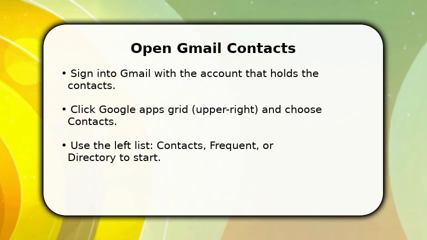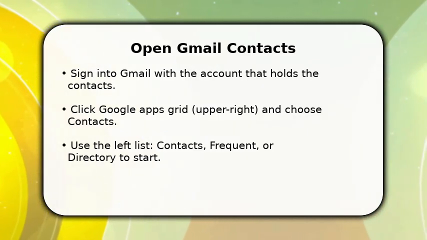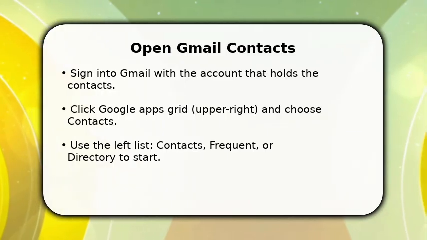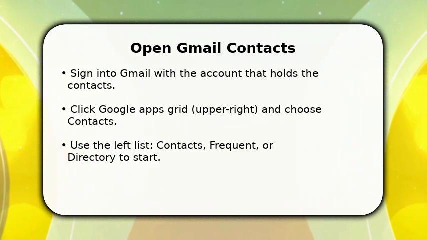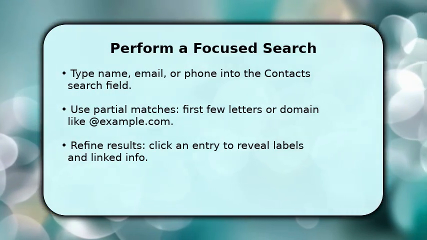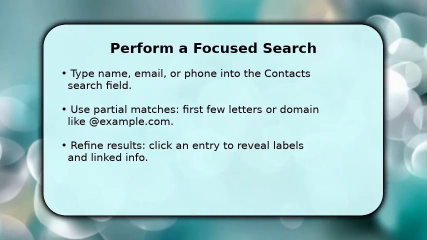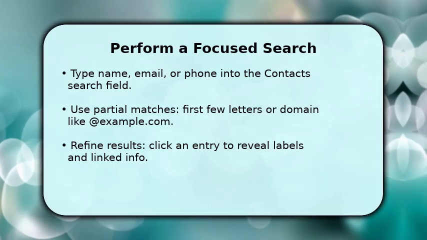Once you're viewing Contacts, notice the search box at the top. That's where you'll enter names, emails, or phone numbers to locate entries quickly. You now perform a focused search inside Contacts by typing the person's name, email, or phone number into the search box. Contacts supports partial matches, so start with a few letters. Once done, scan the results list and use transitional clicks.